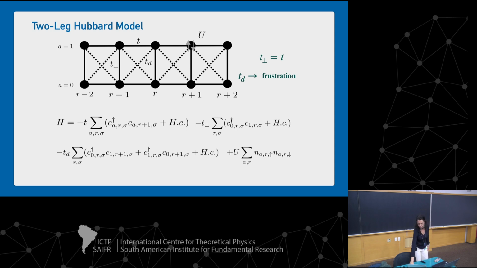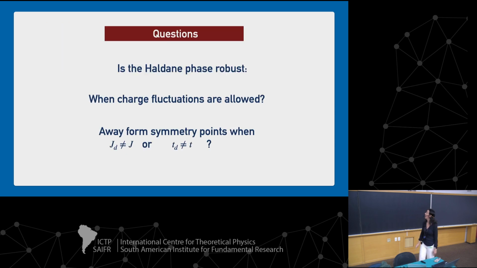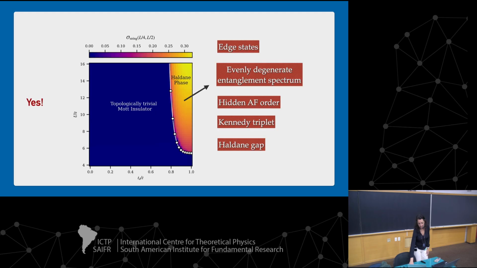And the questions we wanted to answer are: is the Haldane phase there when we don't have U going to infinity in the Heisenberg limit, and charge fluctuations are allowed? And what happens when we move away from symmetry points, when all the hoppings or all the exchanges are the same? And instead of telling you bit by bit how we found that, I'm telling you first the answer, and then telling you bits of how we found that. But this is the phase diagram we found.